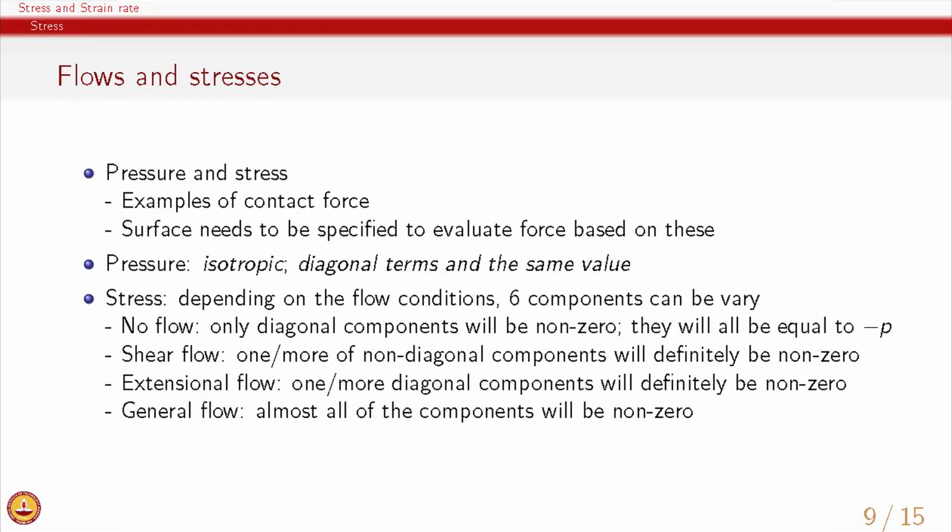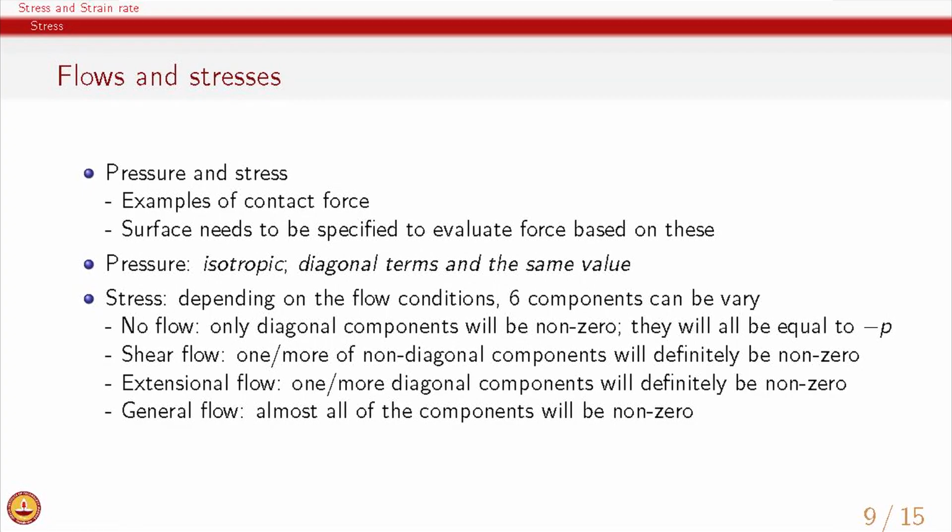For a Newtonian fluid in simple shear flow, we have only one component of non-diagonal stress. In case of extensional flow, similarly we will at least have diagonal elements non-zero, but we may have other components depending on the type of the fluid. But in general, for a complicated flow which is involved in engineering situations, we will have almost all of the components non-zero.